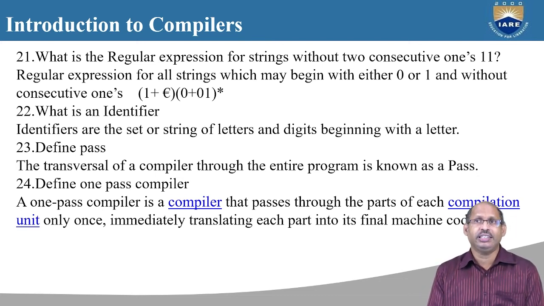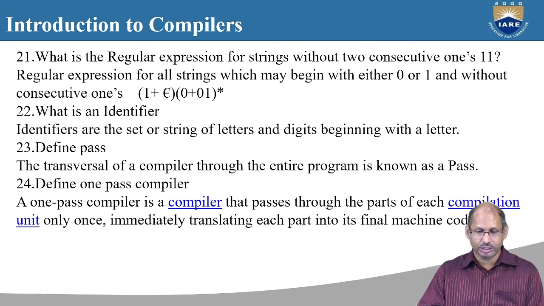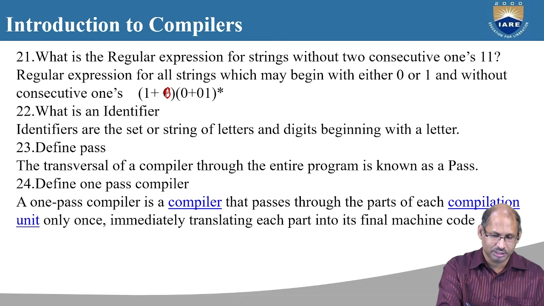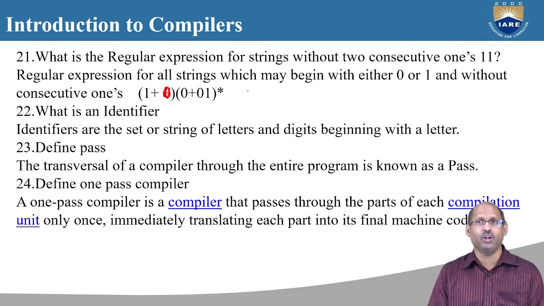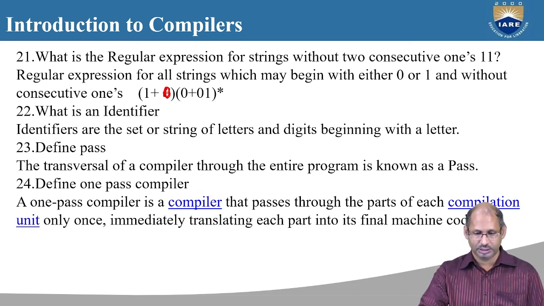So here, what is the regular expression for strings without two consecutive ones? There are no consecutive ones. Here, the regular expression is for all strings which may begin with either 0 or 1 and have no consecutive 1s. Right? So, (1 or epsilon), okay, we say 1 or 0, but it might be followed by either zeros or 0 ones. It will be followed by zeros and 0 ones so that there will not be any two consecutive ones.